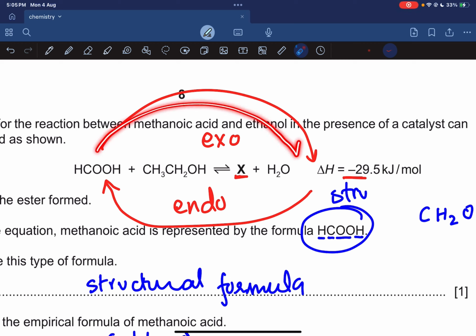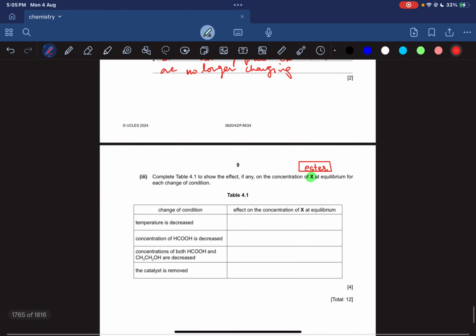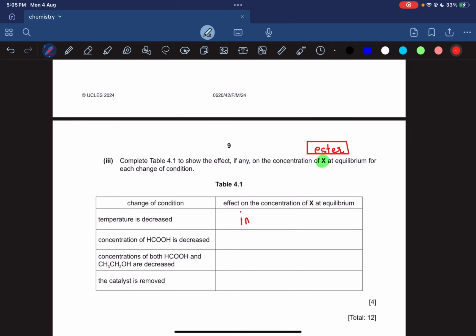It will do an exothermic reaction, because an exothermic reaction is going to release heat. And when it does an exothermic reaction, it moves forward, and the concentration of X is going to be increased. So what happens to the concentration of X? It's going to be increased.